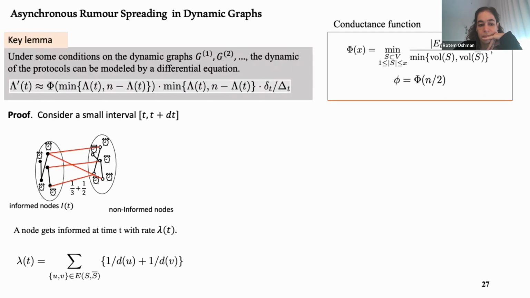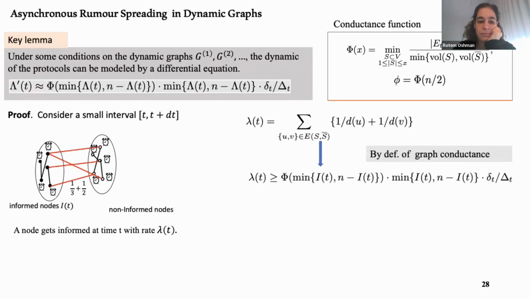Looking at the crossing edges in the cut, we will see that a new node gets informed if the boundary vertices in the cut communicate with each other. We know that they all have Poisson clocks of rate 1. By the property of Poisson clocks and the Poisson process, we know that a new node gets informed at time t with rate lambda t, which is equal to this summation. Recall that by the definition of graph conductance, we will have this lower bound for the rate lambda t, which you can see in the second row.